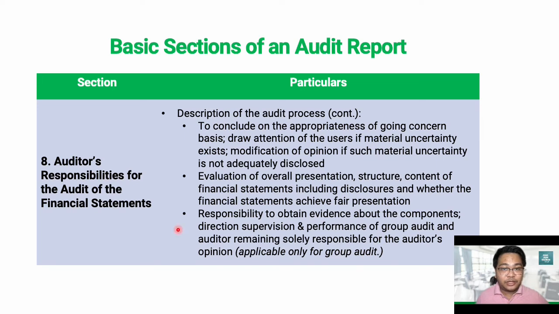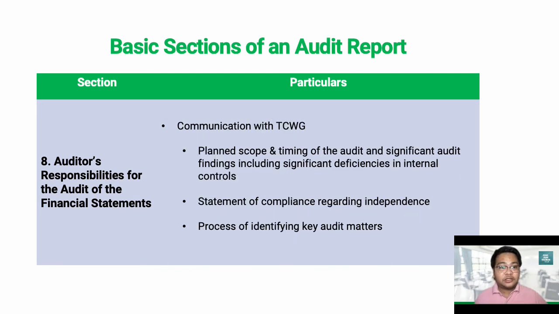Now, this last bullet point here, after the description of the audit process, is still part of our auditor's responsibility section. So we include the communication with those charged with governance. In this part, we include that we communicate to those charged with governance our planned scope and timing of the audit and significant findings, including significant deficiencies in internal control. We also provide a statement of compliance regarding independence and our process of identifying key audit matters.